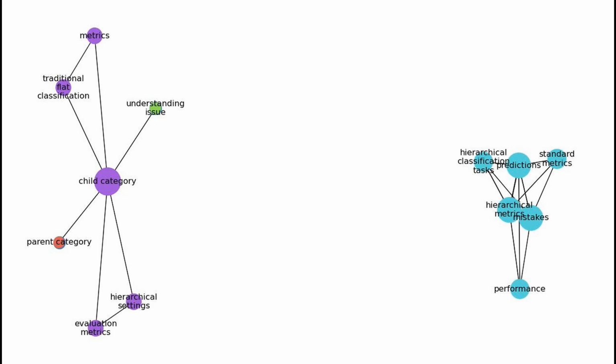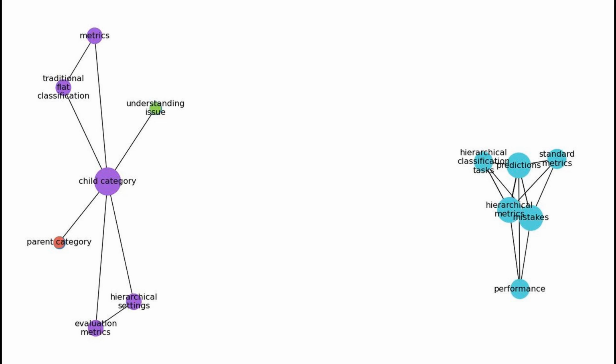Using evaluation metrics tailored specifically for hierarchical settings is crucial because these metrics understand the unique structure of categories and how they relate to one another. It's like having a referee in a game who knows the specific rules for different situations, rather than applying the same rules universally, which may not make sense in all contexts.